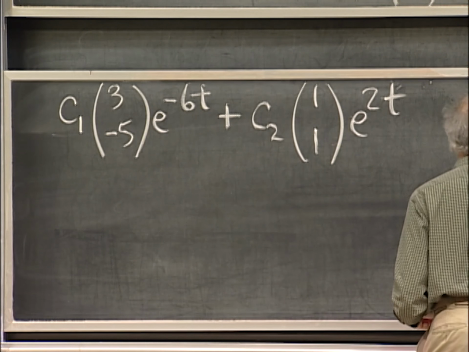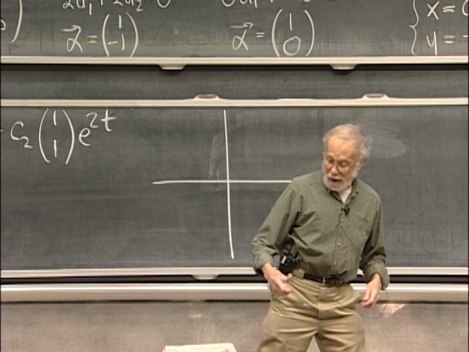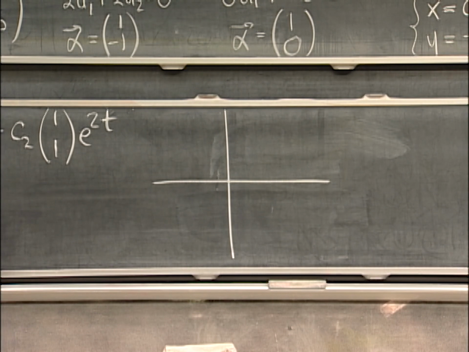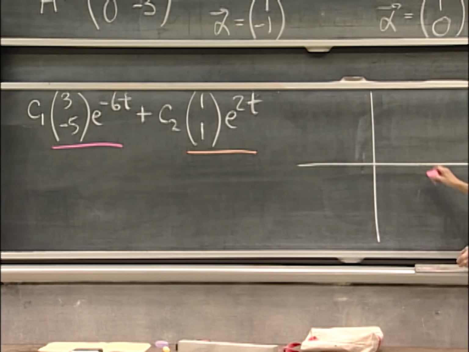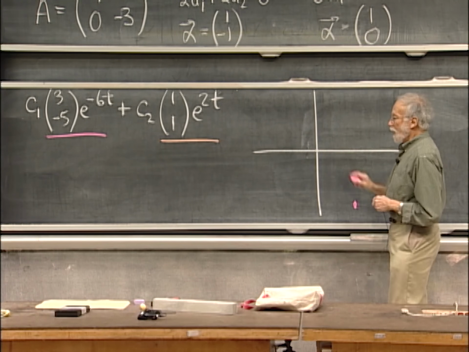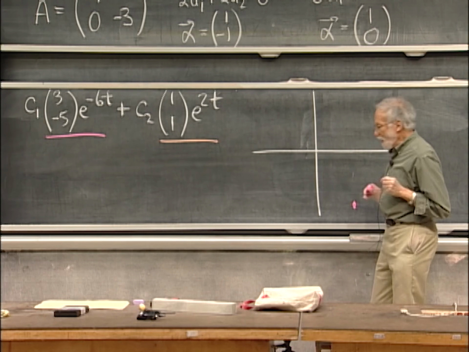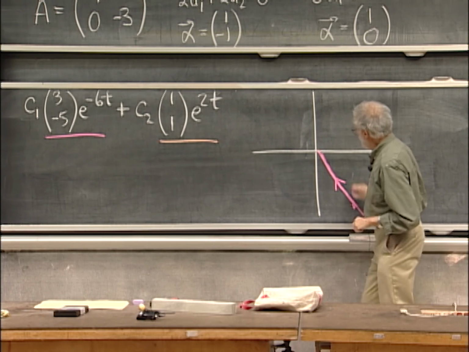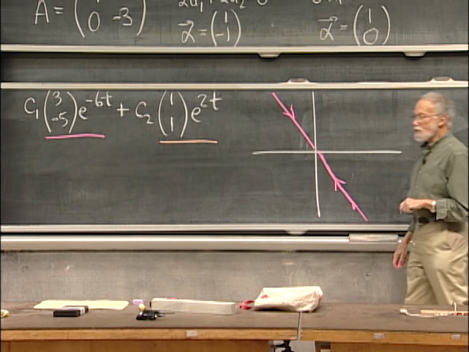So those are going to look like, let's draw a picture here. And again, I'll color code them. Let's use pink again. Pink, orange. Okay, so the pink solution now starts at 3, -5. That's where it is when t is 0. And because of the coefficient -6 up there, it's coming into the origin. Looks like that. And its mirror image, of course, does the same thing. That's when C1 is -1.